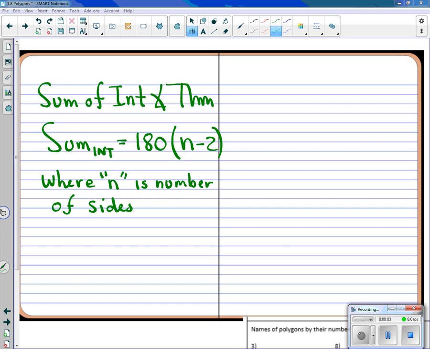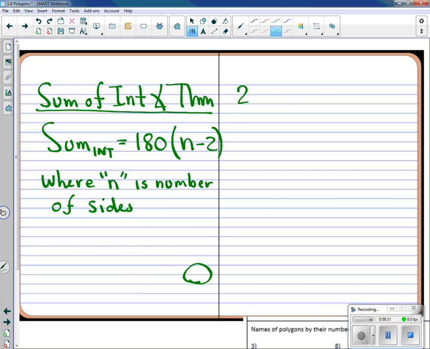There we have it: the sum of the interior angles theorem. Basically, it says the sum of the interior angles, with a little subscript notation to show that, is equal to 180, the degrees in each triangle, times the number of triangles, which is the number of sides minus 2. We just discovered that.